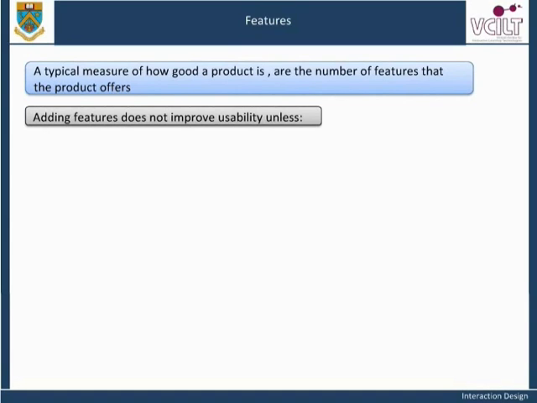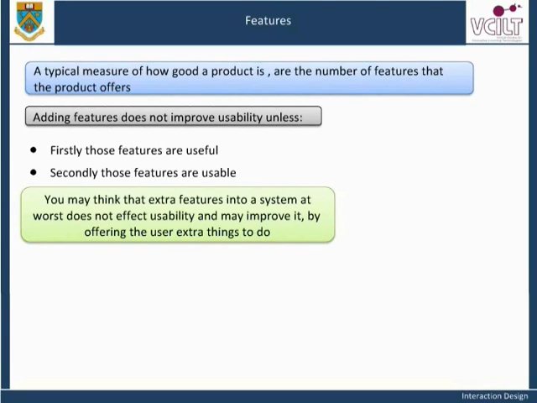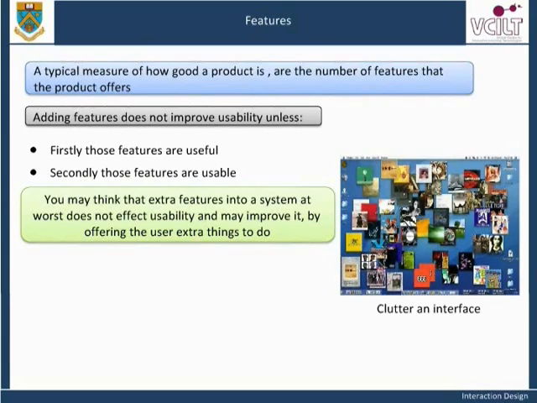Adding features does not improve usability unless, firstly, those features are useful, and secondly, those features are usable. Furthermore, an explosion of features in a system is not neutral. You may think that throwing extra features into a system, at worst, does not affect usability, and may improve it by offering the user extra things to do. However, extra features clutter an interface, and may make it more difficult to find useful features. Also, the product becomes more intimidating to novice users.